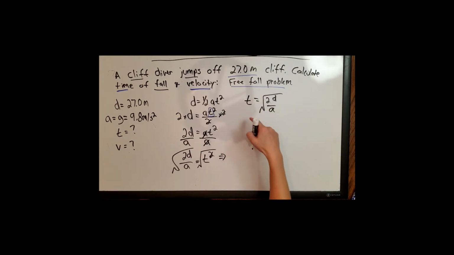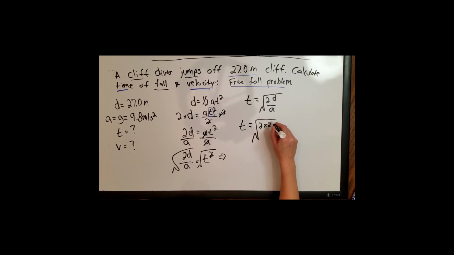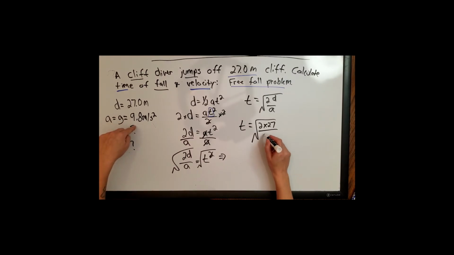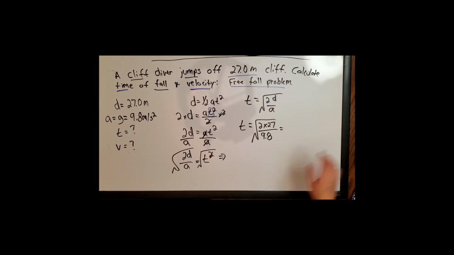Now that it's rearranged to solve for t, I'm going to plug in the information I have over here. I'm going to take the square root of 2 times 27, because that's my distance, divided by my acceleration, which is the rate of gravity in this case since it's free fall. When I calculate that out, I get 2.347 seconds.